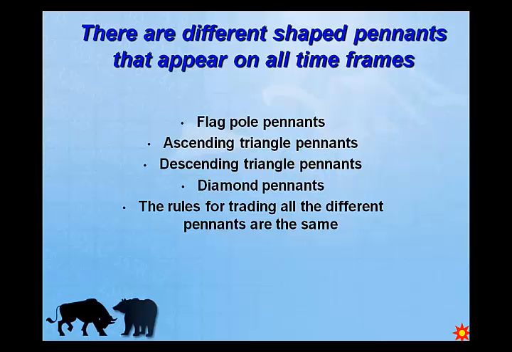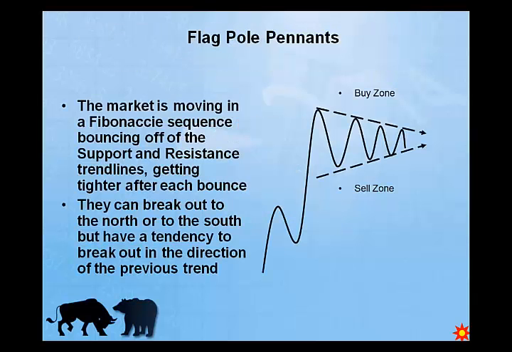Now, there are different types and different shapes to the pennants. You're going to see flagpole pennants, ascending triangle pennants, descending triangle pennants, diamond pennants. And the rules to trading these pennants are all the same. Now, flagpole pennant, the market is moving in a Fibonacci sequence. It's doing its A, B, and then we're finding a pullback on a Fibonacci. And it's making, you see here, equal lines going down of resistance and then up lines of support. And they're bouncing off support, resistance, support, resistance, support, resistance before it breaks out.